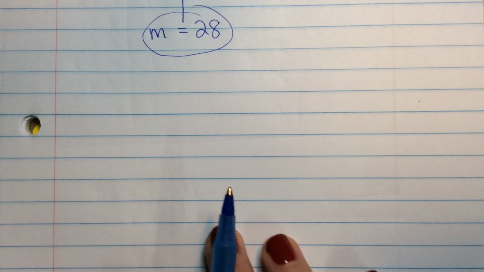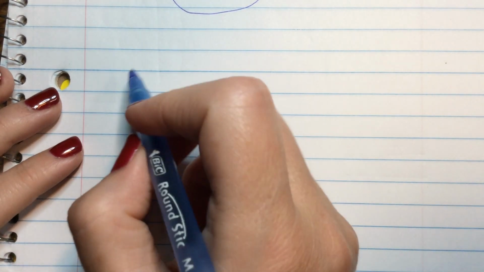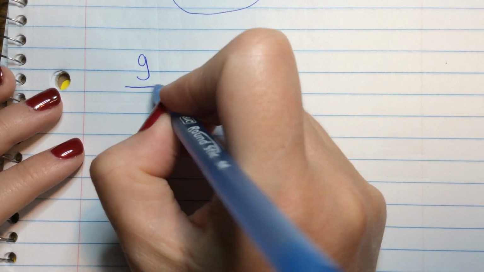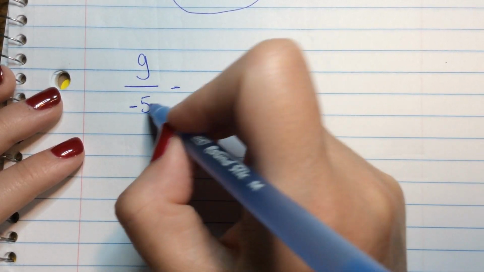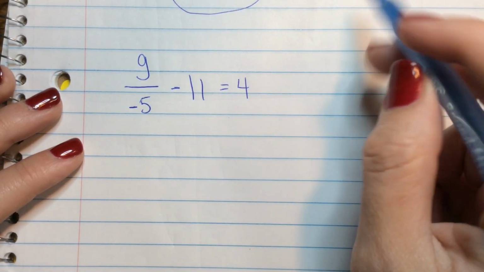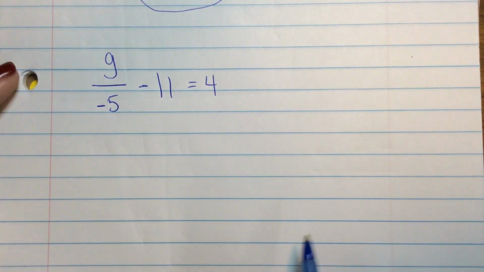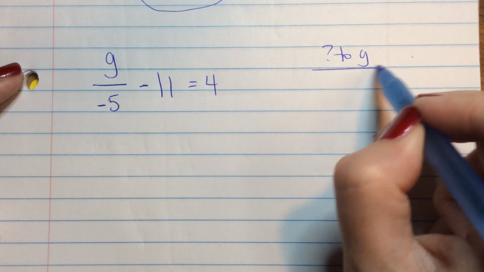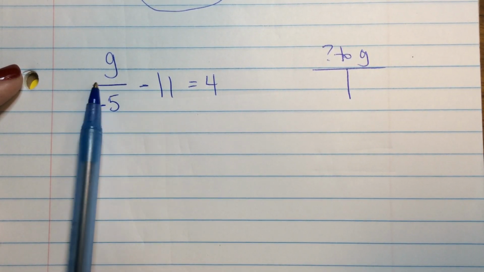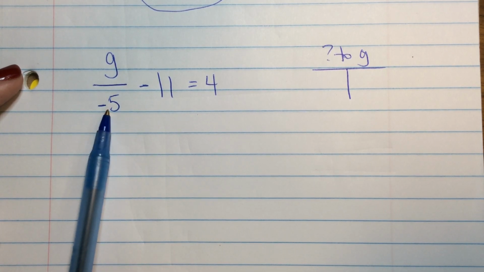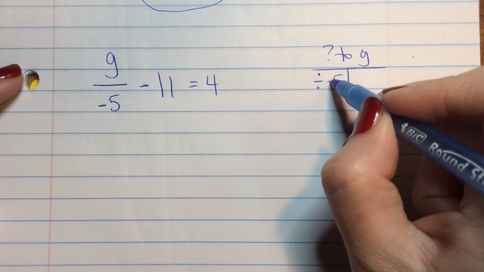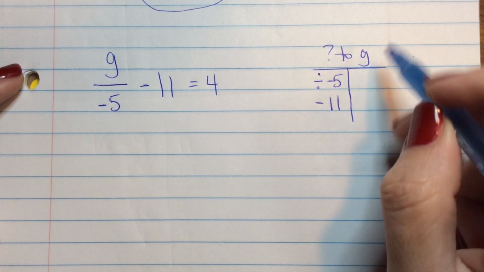Okay, let's try one more. Let's say you have g divided by -5 minus 11 equals 4. Alright, so let's see. What's happening to g? It's definitely being subtracted by 11. And it's being divided by -5. So it doesn't matter which way I write it. I can write this one first. Divided by -5 and subtracted by 11.